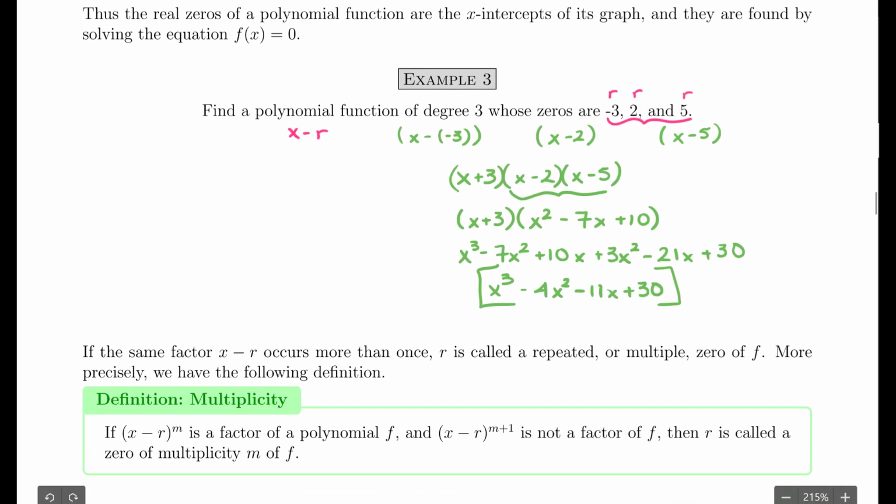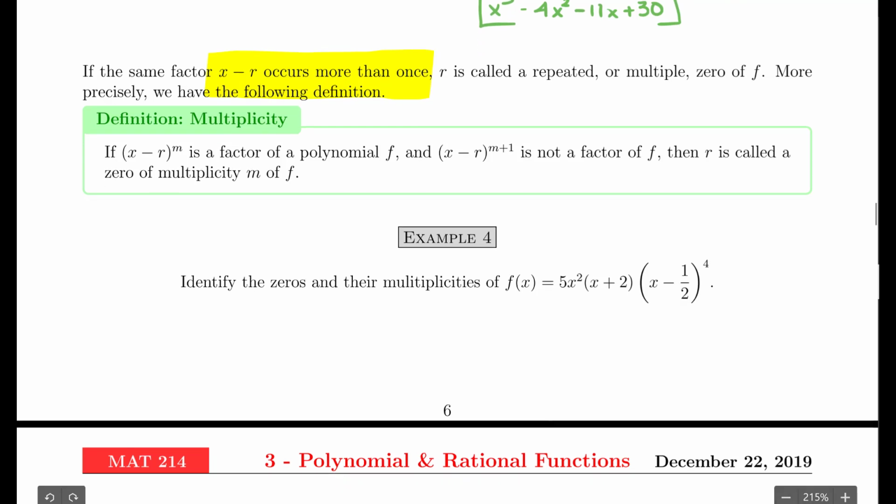If a factor occurs more than once, if it's the same factor and it occurs more than once, it's called a repeated zero of f, or it has what we call a multiplicity of 2, 3, 4, 5, however many times it repeats. And we're going to look at that here with example 4, and then we're going to call it a day for now, because then we'll do the second part of these notes tomorrow.